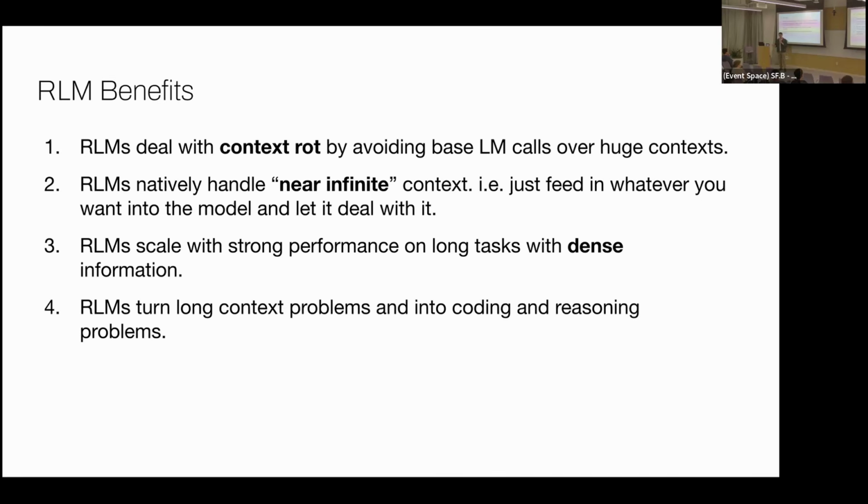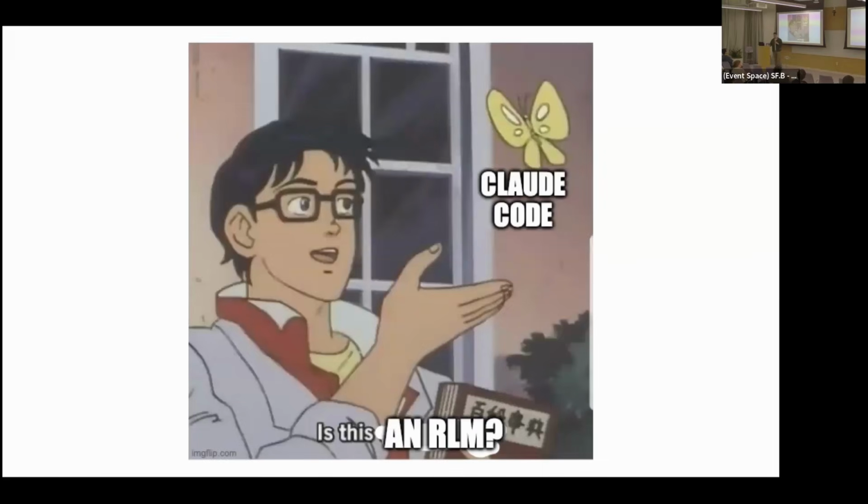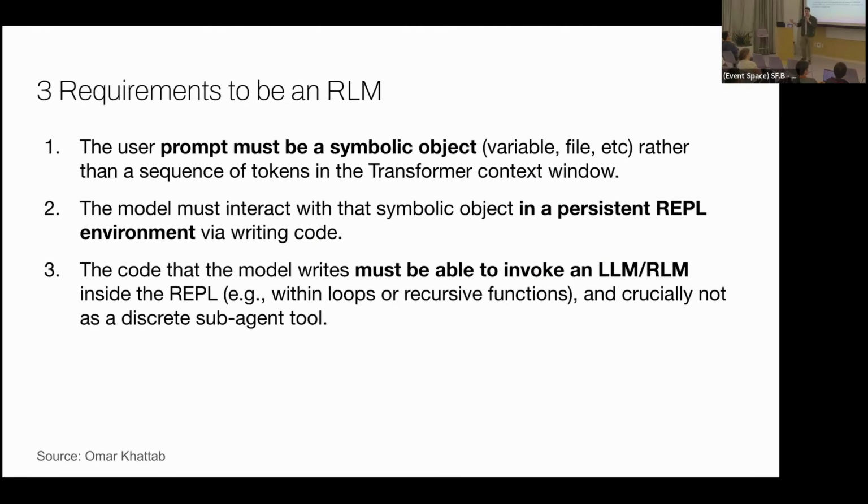And this is really important because models are really bad at long context problems and really good at code and reasoning problems. And so this is a fundamental way in which it changes how the model interacts with your task and allows it to do new, exciting things. So one of the most common questions that we get asked is, is Claude Code an RLM? And the answer: it can be.